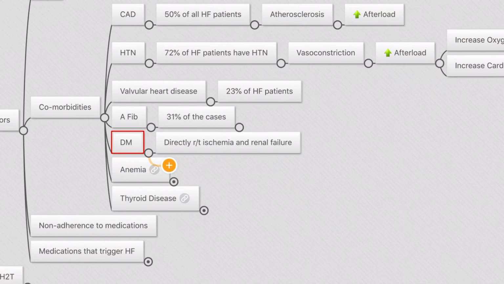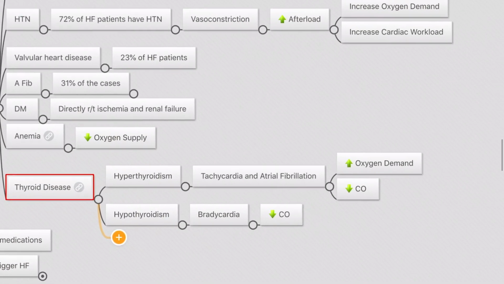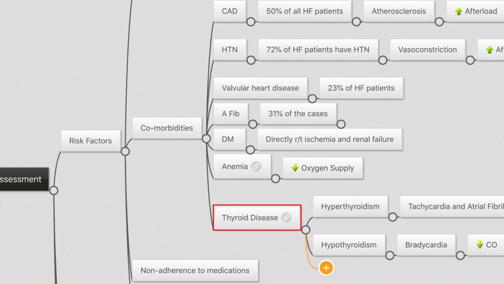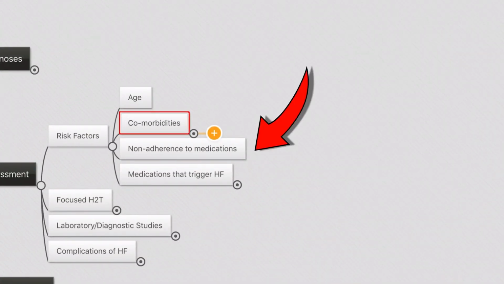Diabetes, that is usually directly related to ischemia and renal failure. And anemia, due to a decrease in oxygen supply. And thyroid disease, specifically hyperthyroidism and hypothyroidism. Hyperthyroidism can lead to tachycardia and atrial fibrillation, and that's going to increase oxygen demand and decrease cardiac output. Hypothyroidism can lead to bradycardia, and that's going to lead to decreased cardiac output as well. Then we're going to move on to adherence. Non-adherence to medication is also one of the biggest risk factors of heart failure patients.